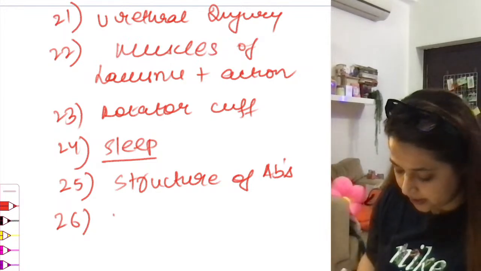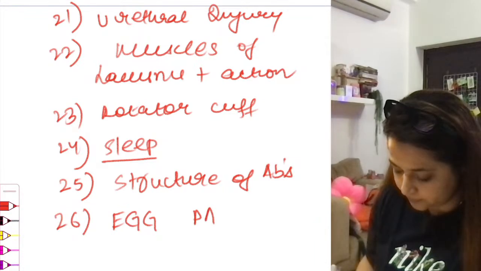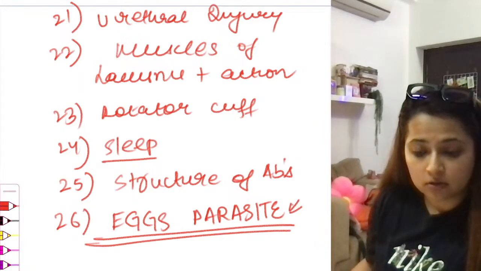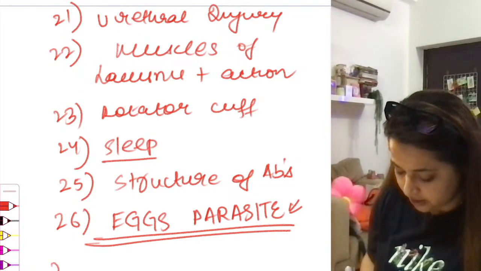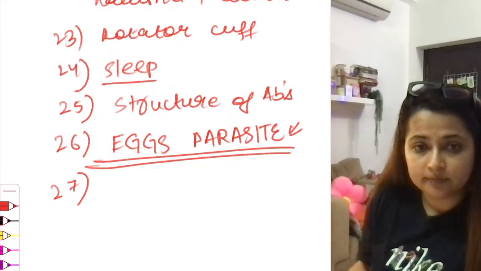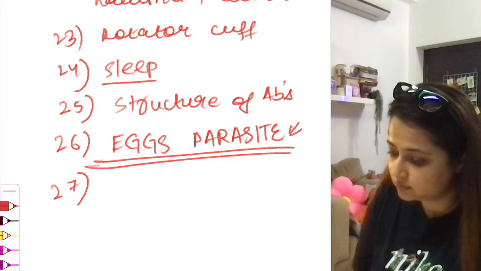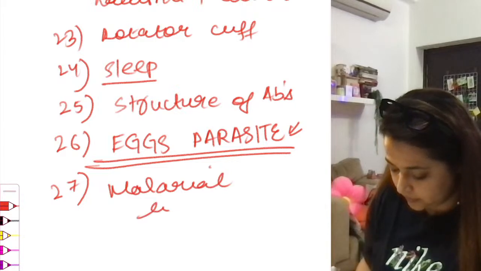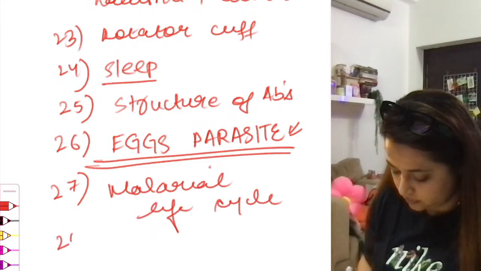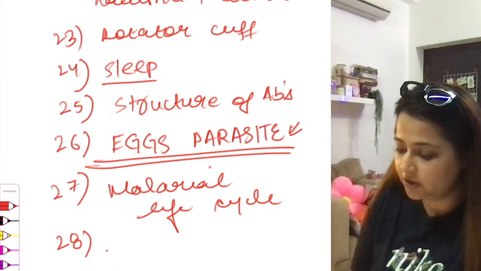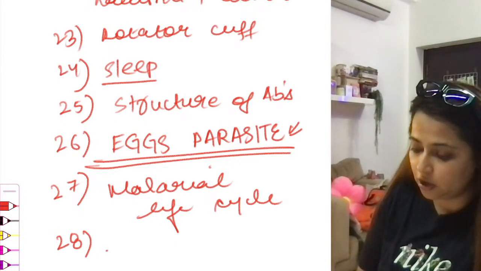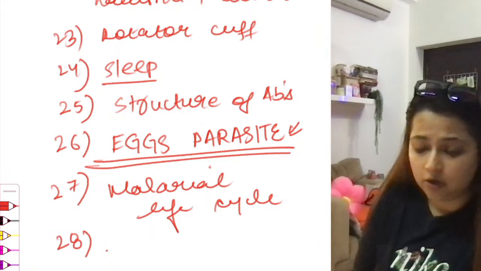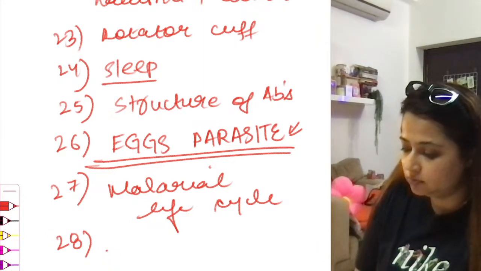Very high yield: the parasite eggs. Looking at the picture of the eggs, you should know which type of parasitic egg it is. Then, you should know the malaria life cycle, the hypnozoite form, schizont form. These are all very important. Malaria overall is very important. Then tuberculosis, I already told you, India has a huge load of tuberculosis, so you have to review that also.